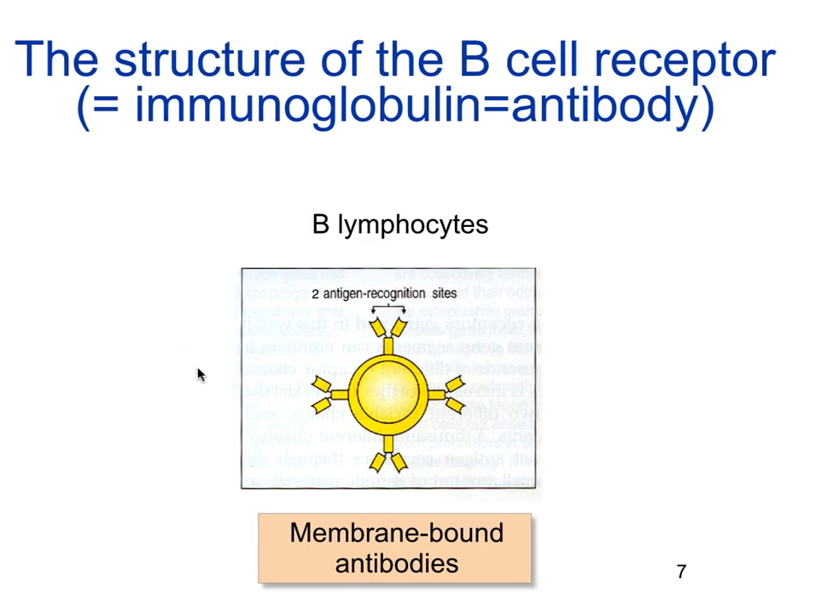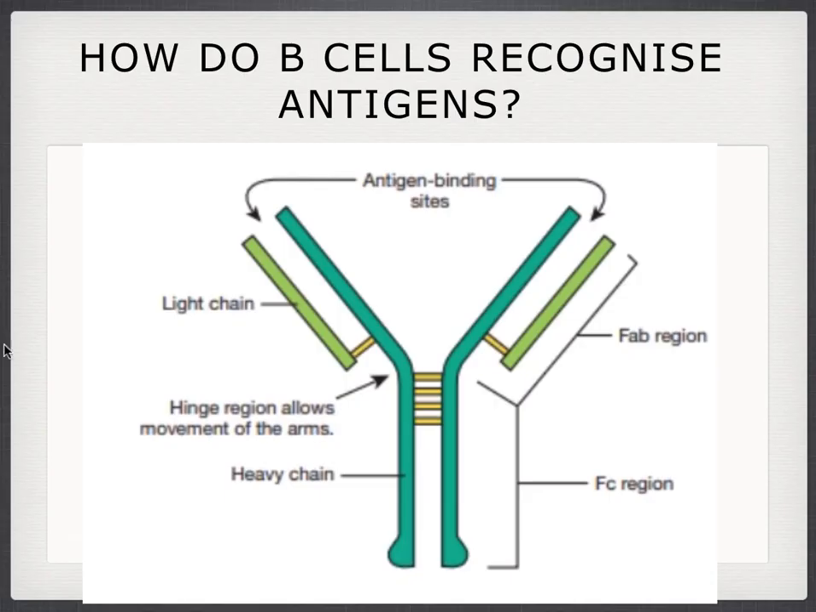Here is the structure of the B cell receptor. As you can see, an antibody which has a Y shape is bound to the cell surface of a B cell. So a B lymphocyte can recognize 2 antigens per B cell receptor, because an antibody always has 2 antigen recognition sites. Either arm of the Y can recognize an antigen. And that's shown in more detail here.